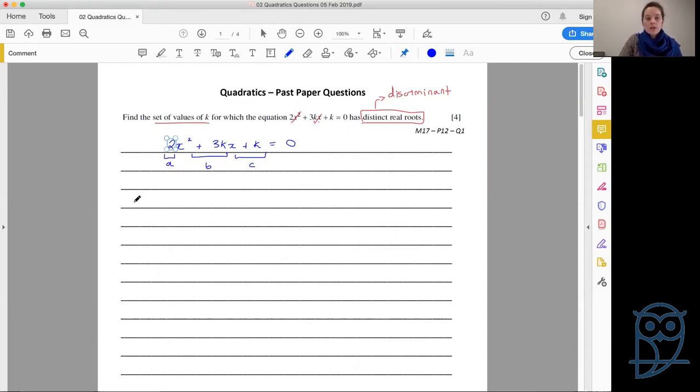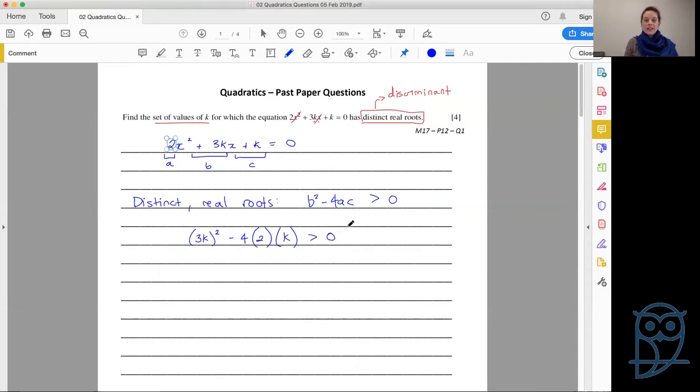So if we want distinct and real roots, we want that b squared minus 4ac, that piece out of that quadratic formula, to give us two different answers, in which case it's going to have to be bigger than 0. So b squared is 3k squared minus 4, a is 2, and c is k. And this will be greater than 0.